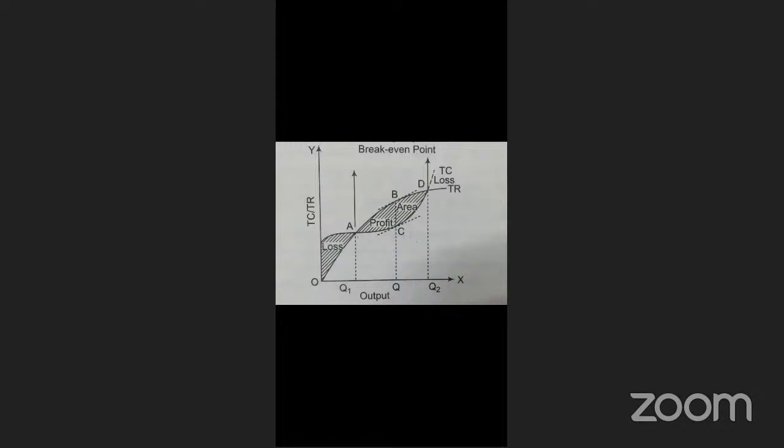Marginal revenue. What is the meaning of marginal revenue? Marginal revenue is the change in total revenue divided by the change in total output quantity. It is known as the marginal revenue.